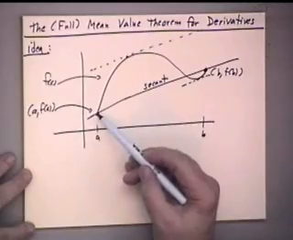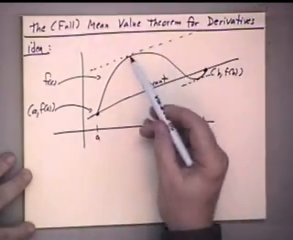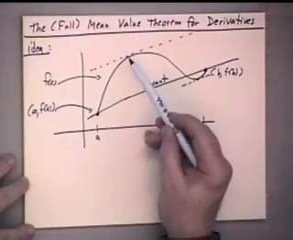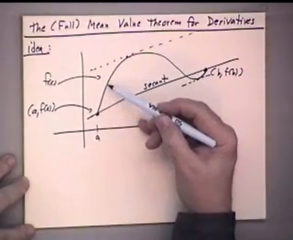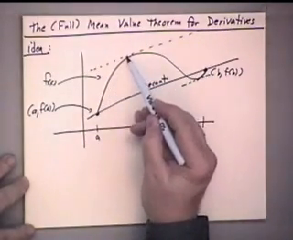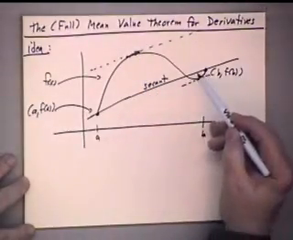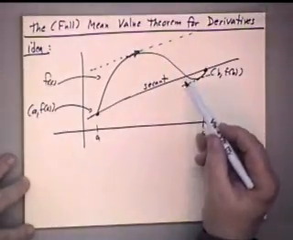There's no way to get from this point to this point without at some point passing through a point where the tangent line is parallel to the secant line. Another way to say that is there's no way to get from here to there traveling along this curve without at some point being headed in exactly the direction you're trying to get to from A to B. So this is a way of describing what the mean value theorem says.